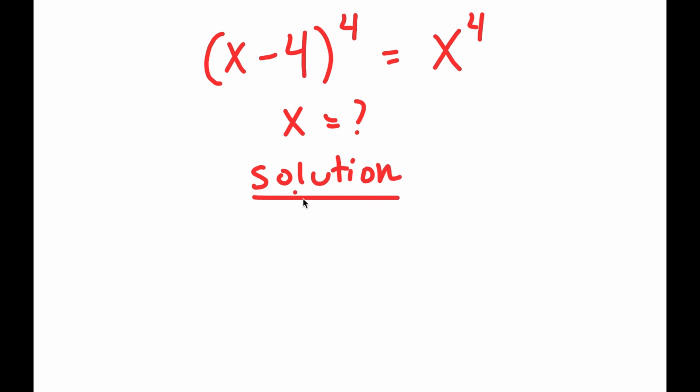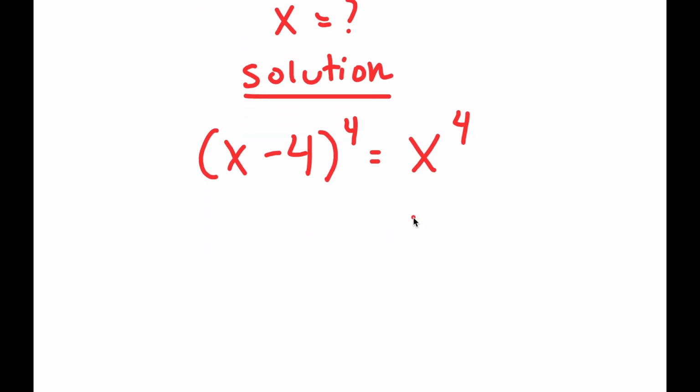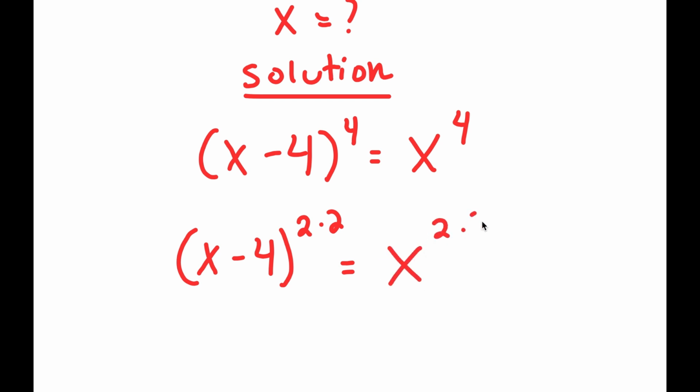I'm going to start by rewriting my equation. So (x − 4)^4 is equal to x^4. And now I'm going to rewrite this as (x − 4)^(2 times 2) is equal to x^(2 times 2).